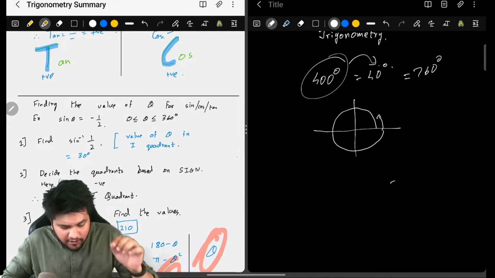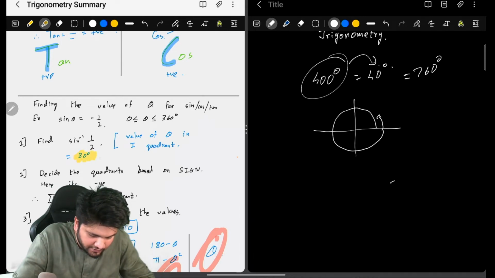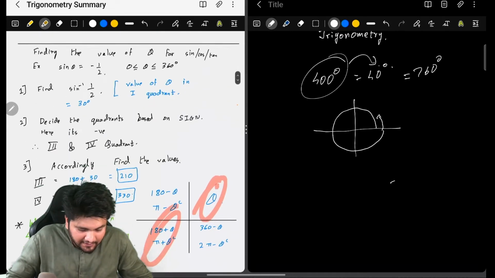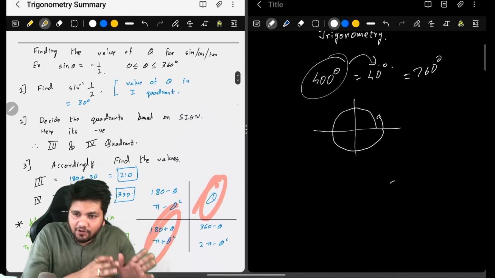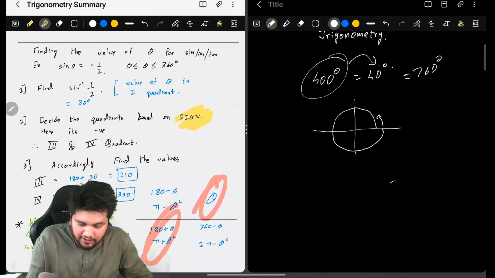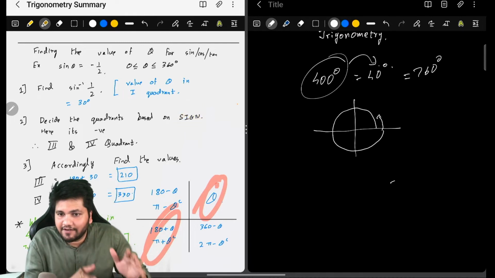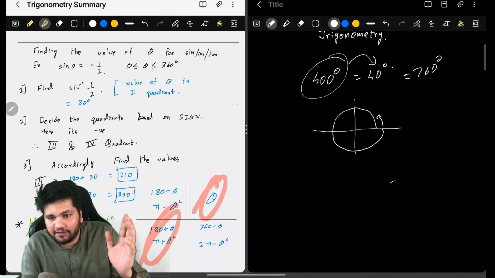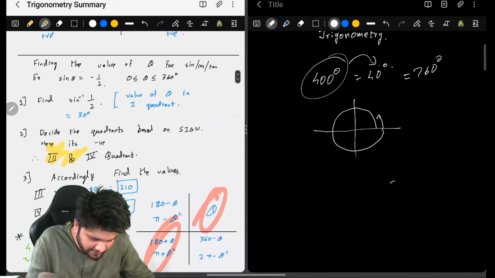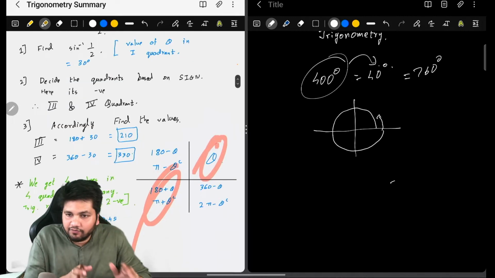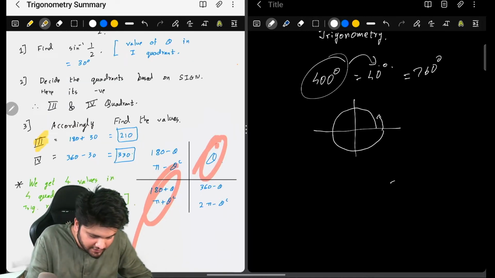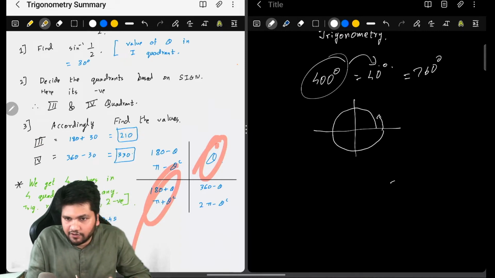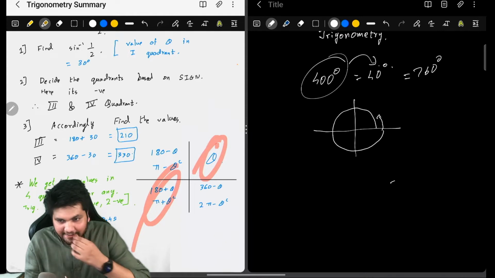That's the procedure. Sine is 1/2 at 30 degrees, so we get this one value, 30 degrees. But on the basis of the sign, plus or minus, we will decide which quadrant it will be in. Since it is negative here, and sine is negative in the third and fourth quadrants, accordingly we have to find the values. In the third quadrant, it's going to be 180 plus 30. And in the fourth quadrant, it's going to be 360 minus 30, which is nothing but 330.